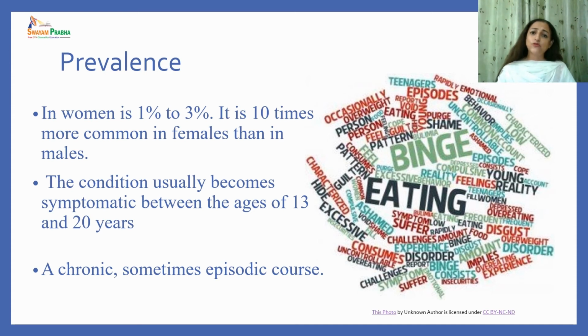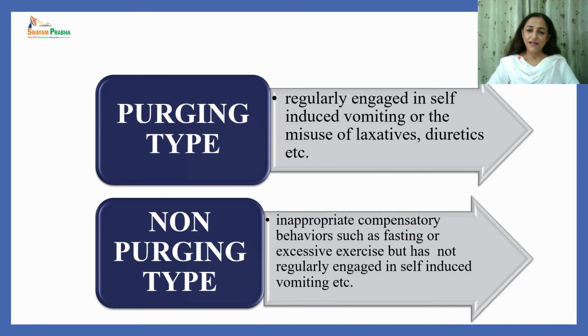sometimes episodic course. Just like anorexia nervosa, bulimia nervosa is also of two types, that is purging type and non-purging type. In the purging type, as the name suggests, the person is regularly engaged in self-induced vomiting, or he could be misusing laxatives or diuretics, etc., to get rid of whatever he has eaten. And in the non-purging type, the person will use other inappropriate compensatory behaviors, such as fasting or doing excessive exercise, but he is not regularly engaged in self-induced vomiting, etc.